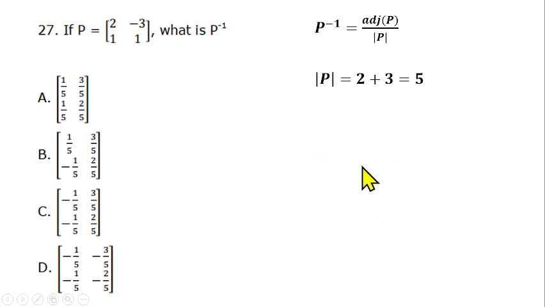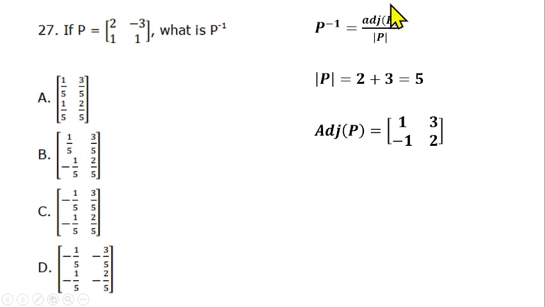Then from there, you have to find the adjoint of this matrix. How do you find the adjoint of the matrix? You have to swap this diagonal. Swap the elements there. So you have 2 and 1. Then this second diagonal, don't swap it but multiply it by minus. So this one becomes minus, this one becomes plus. So you have minus 1, then 3. So that is the adjoint of the matrix P.